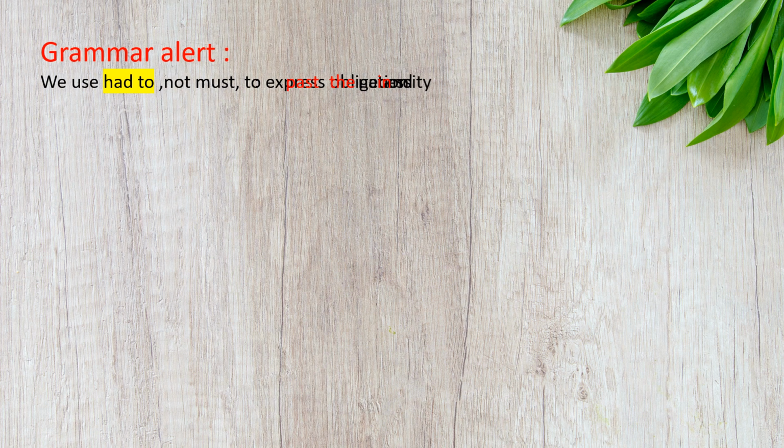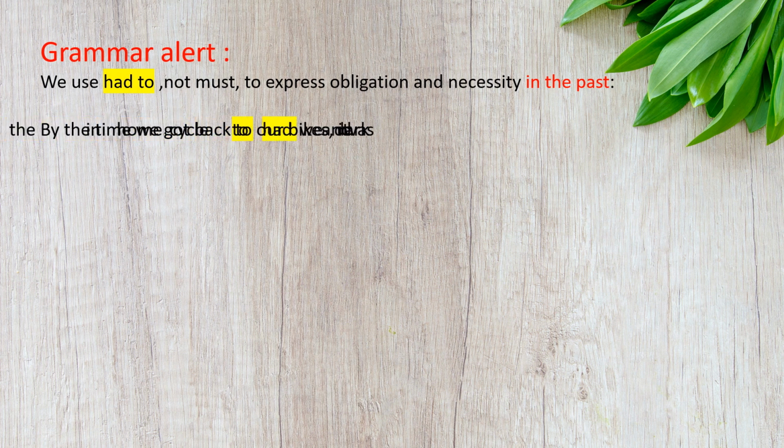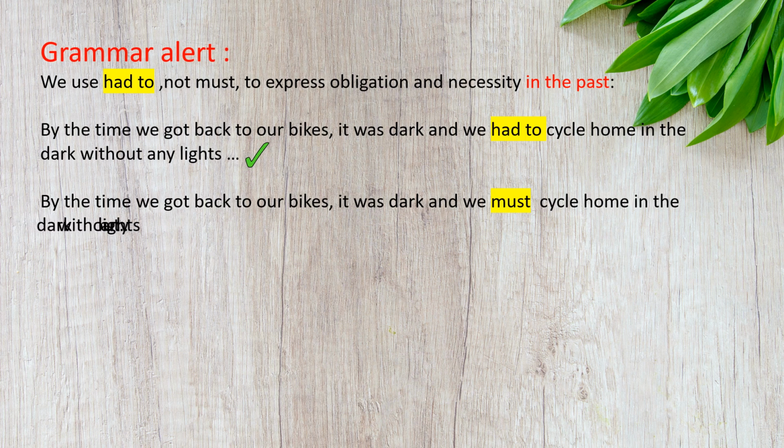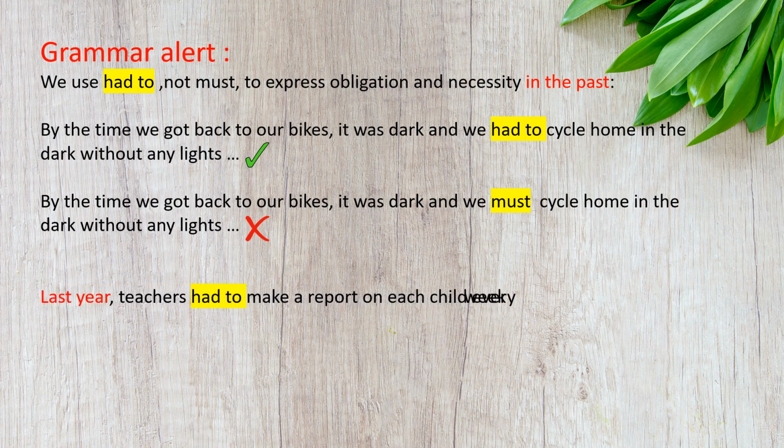Grammar alert. We use had to, not must, to express obligation and necessity in the past. For example, the right sentence is, by the time we got back to our bikes, it was dark and we had to cycle home in the dark without any lights. This is the wrong sentence. By the time we got back to our bikes, it was dark and we must cycle home in the dark without any lights.